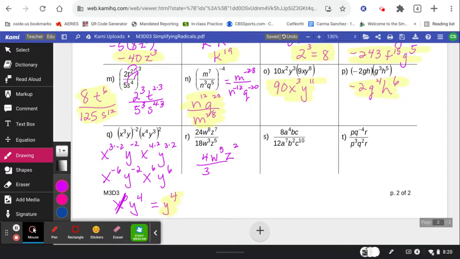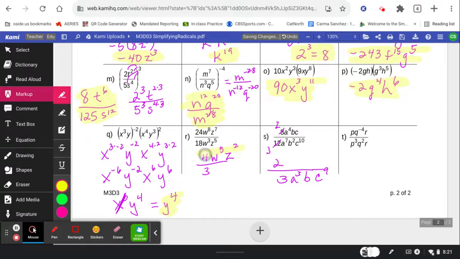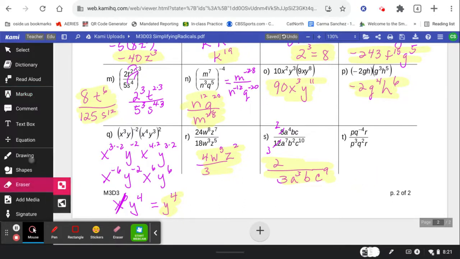What goes into 8 and 12 here? 4 goes in 2 times, 4 goes in 3 times. There are 3 more a's on the bottom. There is 1 more b on the bottom. There are 9 more c's on the bottom. That one looks weird with just a 2 on top, but there you go. Finally, I've got 1 p up top, 3 p's on the bottom, so you've got p squared on the bottom.